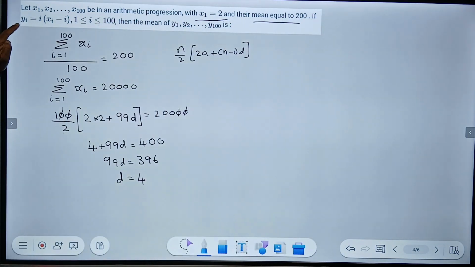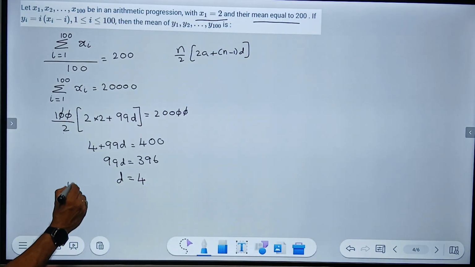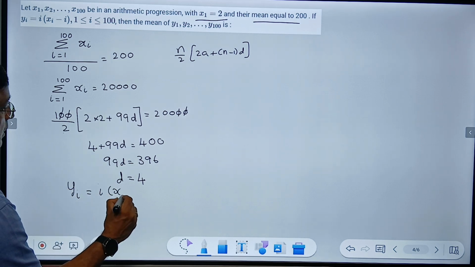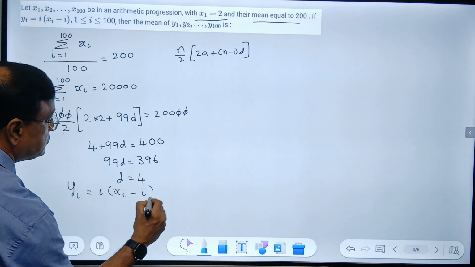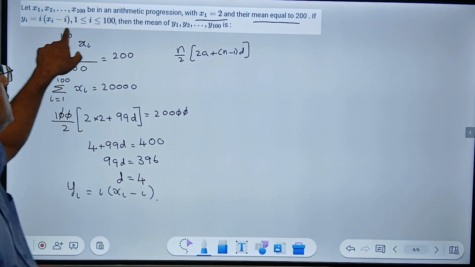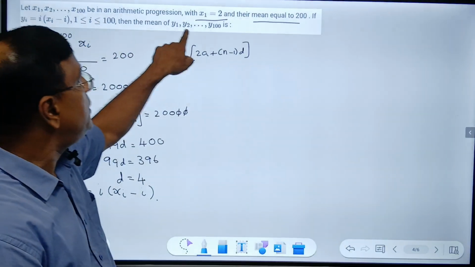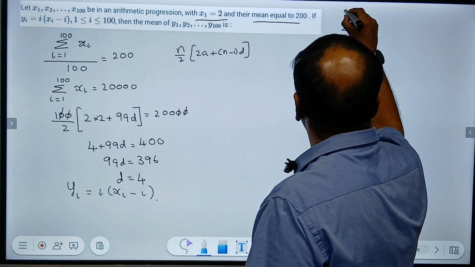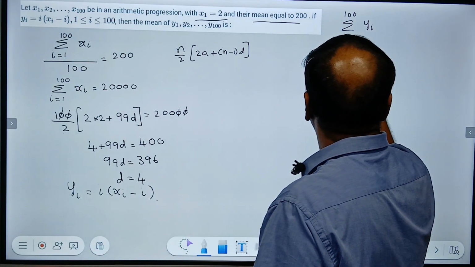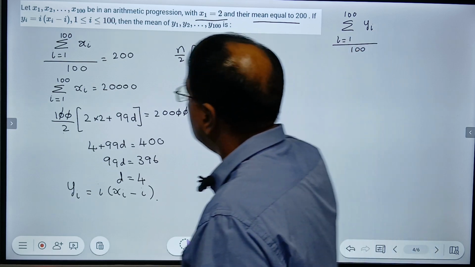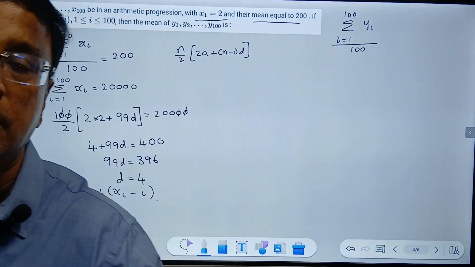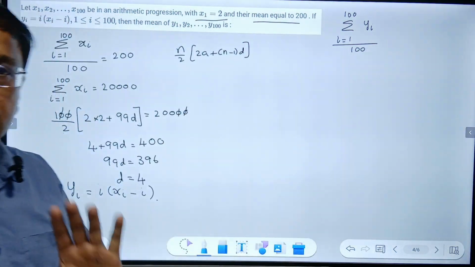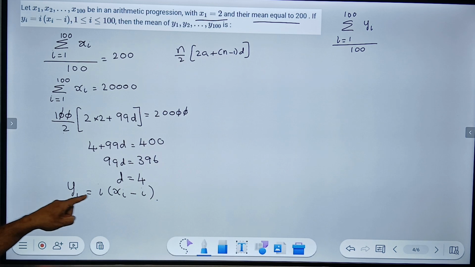Now here he has made some statement that yi is i into (xi minus i). This is an expression given where i ranges from 1 to 100. Then he wants me to find the mean. What is the final thing we want to find? I want to know what sigma yi divided by 100 is. This is what I want to know, because that is the question. The mean of y1, y2, y3 up to y100. This is what I want to find. But I know an expression for yi, correct?